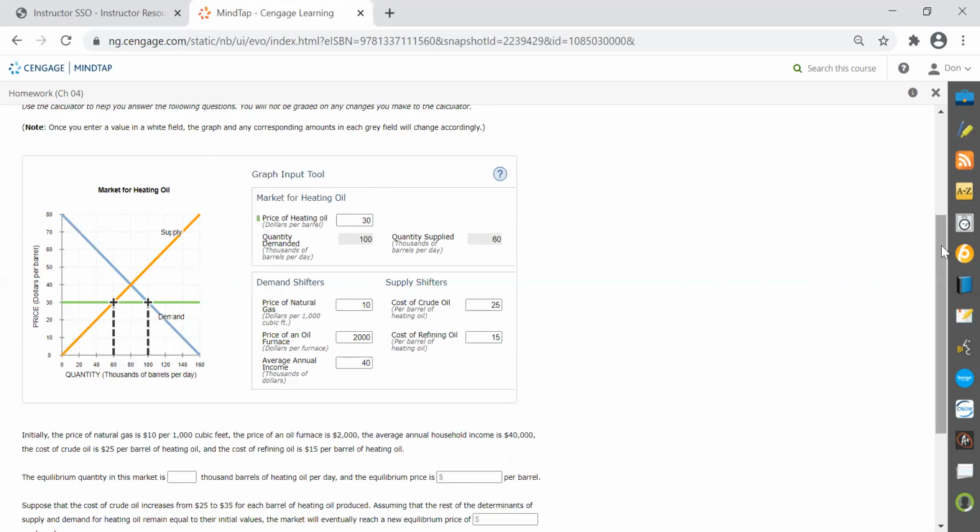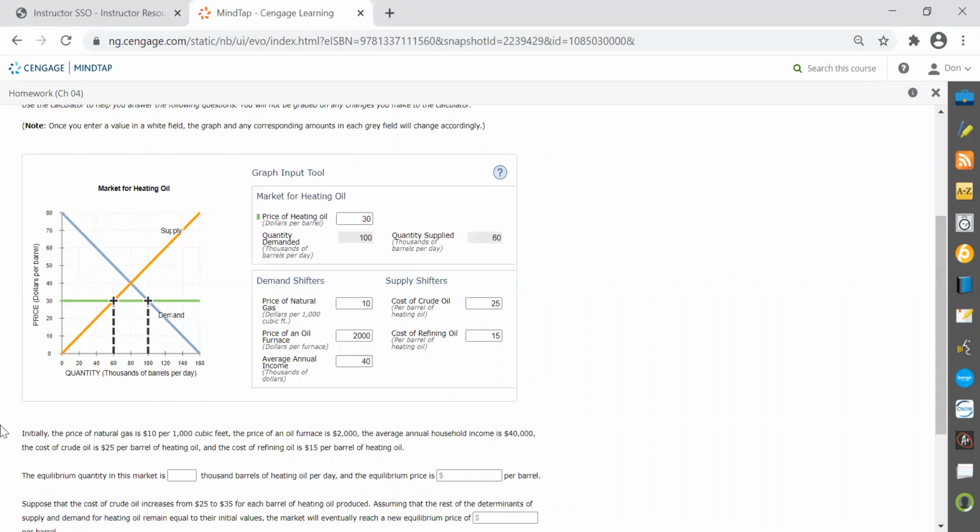The first question gives us some information first. The initial price of natural gas is $10 per 1,000 cubic feet. The price of an oil furnace is $2,000. The average household income is $40,000, and the cost of crude oil is $25 per barrel. And the cost of refining oil is $15 per barrel of heating oil, which is the industry you work in. All this information is right here in this little box, and we can adjust it as needed, but this is our starting point.